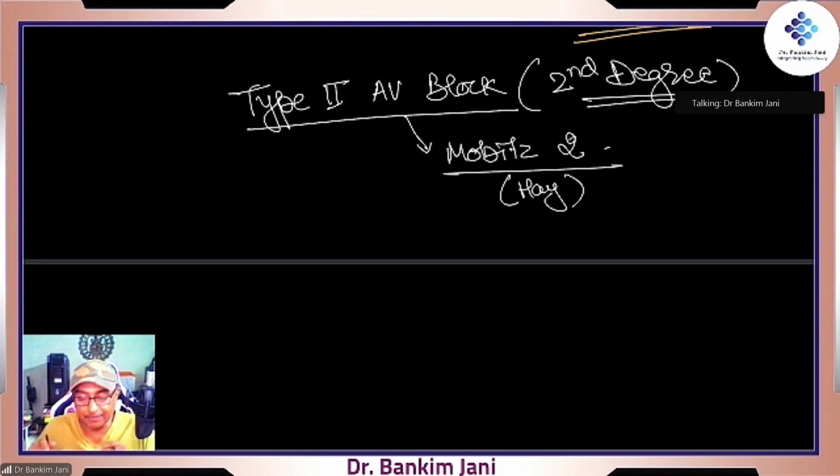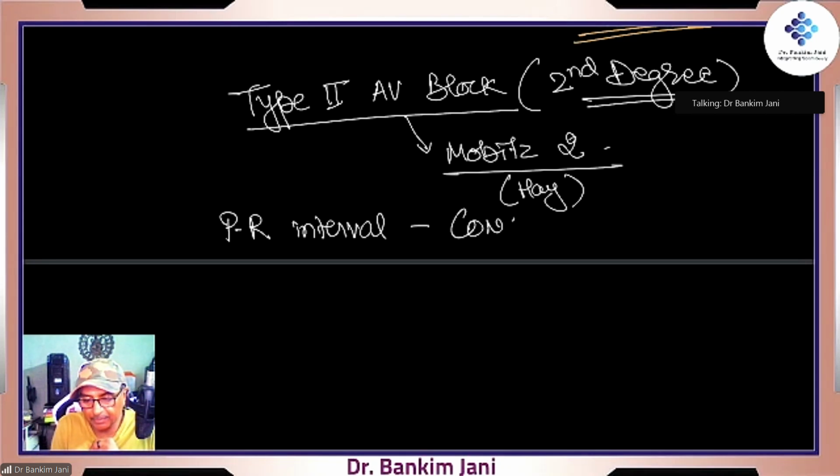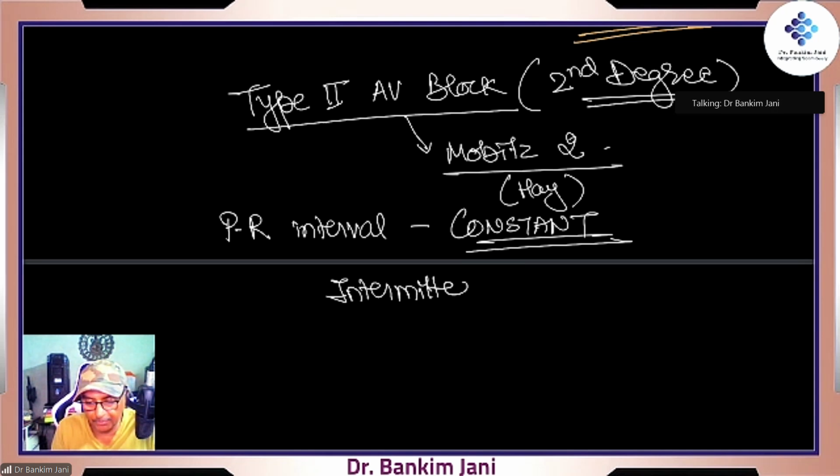Now in this case, it is very typical. Again, we are dealing with the PR interval. PR interval is constant. PR interval is constant. And on top of it, there would be intermittent drop beat. Intermittent drop beat.